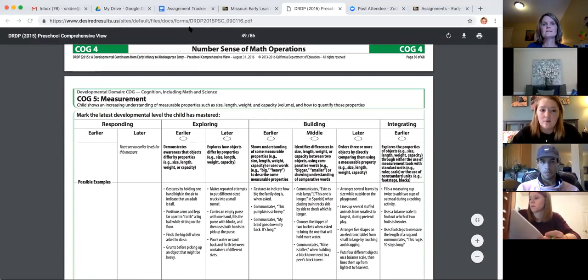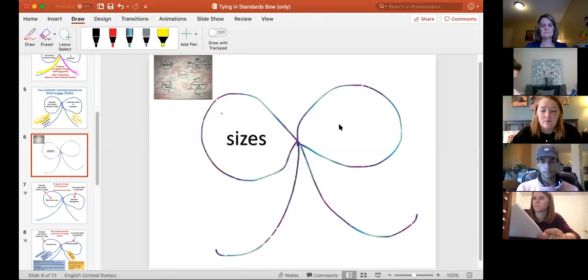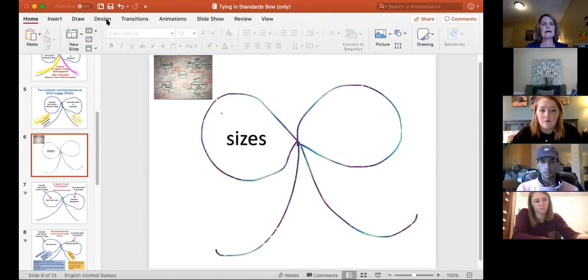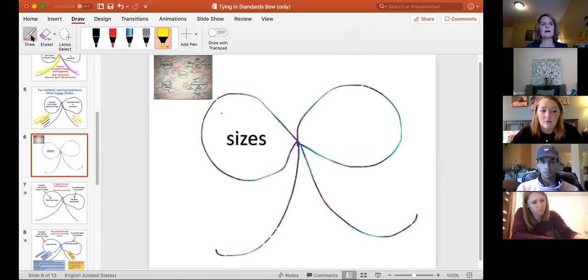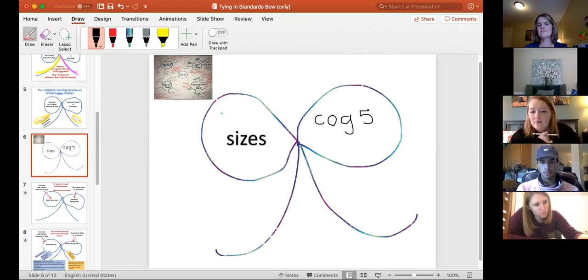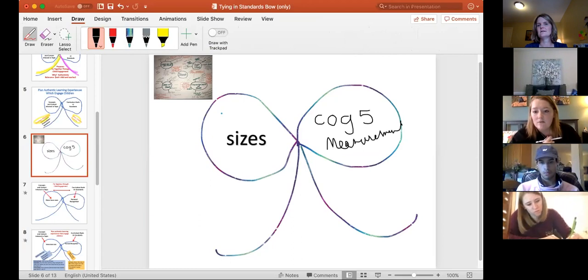So now that I know that I want to choose that one, hold on, let me move you guys. I'm going to go back, and I'm going to put, whoops, let me get my typing. Now it won't let me type. I don't want to draw. It's not going to come out very good. All right, what was measurement? 5? Yeah. Okay, so I'm going to put cog 5 and then measurement. I need one of your styluses. Okay, so there I've got it, right?